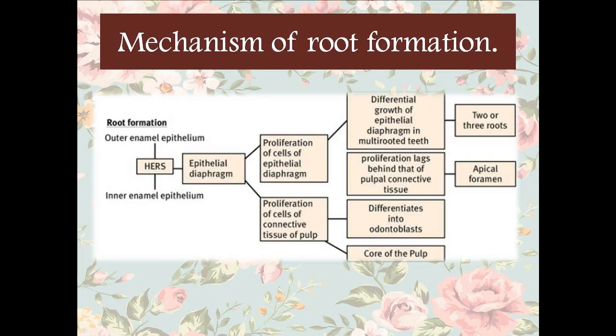Moving on to the mechanism of root formation. After Hertwig's epithelial root sheath is formed from the cervical portion of the enamel organ, which primarily consists of inner and outer enamel epithelium, it later forms the epithelial diaphragm, which undergoes proliferation to form roots. It can be a single root or multiple roots, and the proliferation lags behind that of the pulpal connective tissue, where it forms the apical foramen. We see the proliferation of cells of connective tissue of the pulp, which differentiate into odontoblasts and also form the core of the pulp.